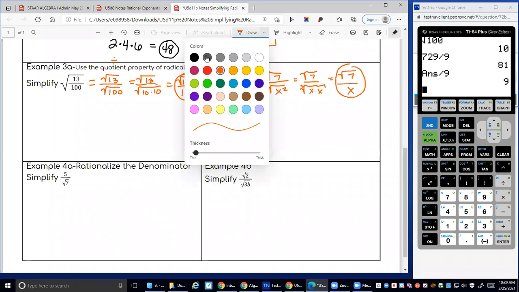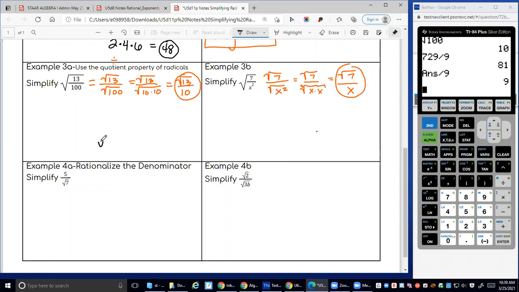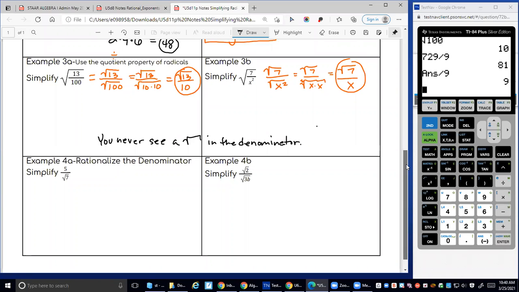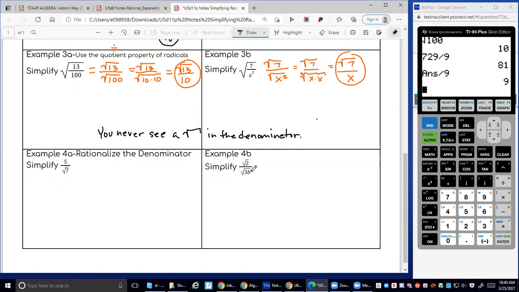Please notice how in all of these answers, you never see a radical in the denominator, right? And that's kind of a rule, that you can't have a radical in the denominator. So I'm going to show you how to get the radical out of the denominator, okay? I'm going to do this tough one, and I'm going to let you do the easy one, okay? So basically, if I multiplied by 1, would I mess up the value? No, it stays the same, right?